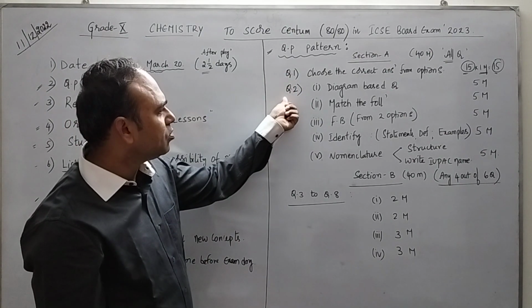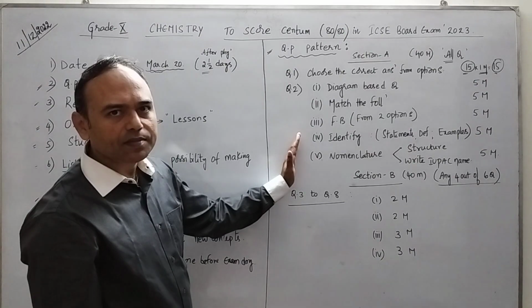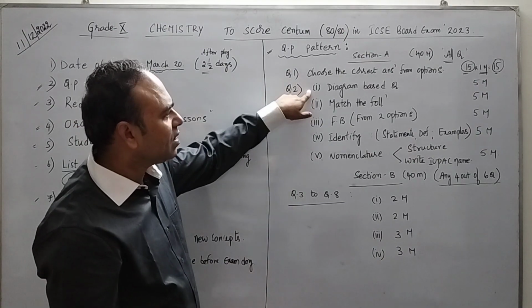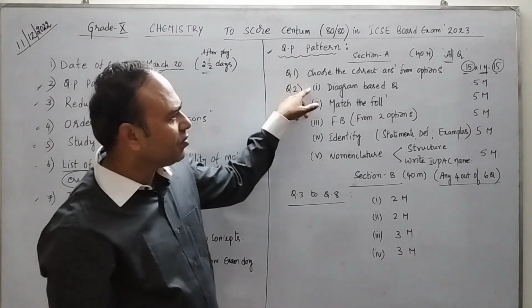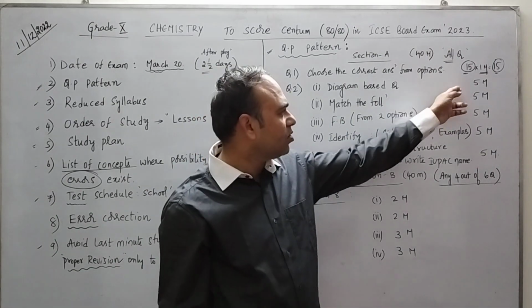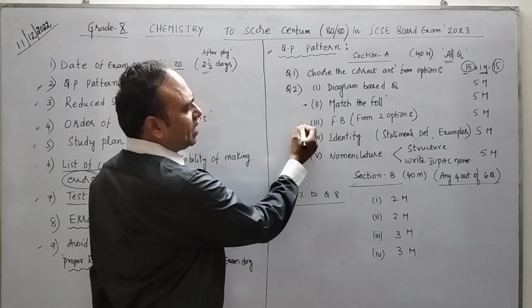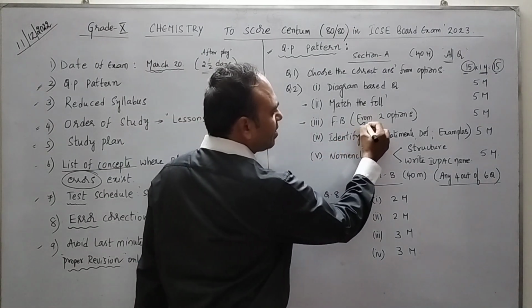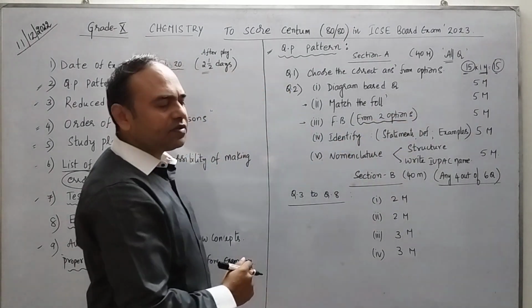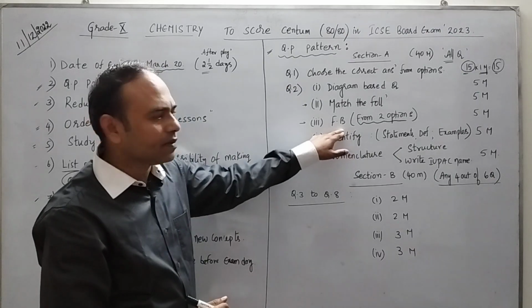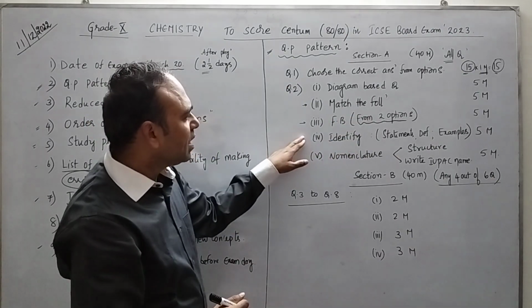Now in question number 2, you have 5 subtopics. Number 1, you have diagram based questions. In the diagram, you will be asked certain questions. For that, you have 5 marks. Then match the following, 5 marks. Fill in the blanks. This is very easy. You will be given 2 options. From that, you need to pick 1 correct answer. So again, 5 marks.